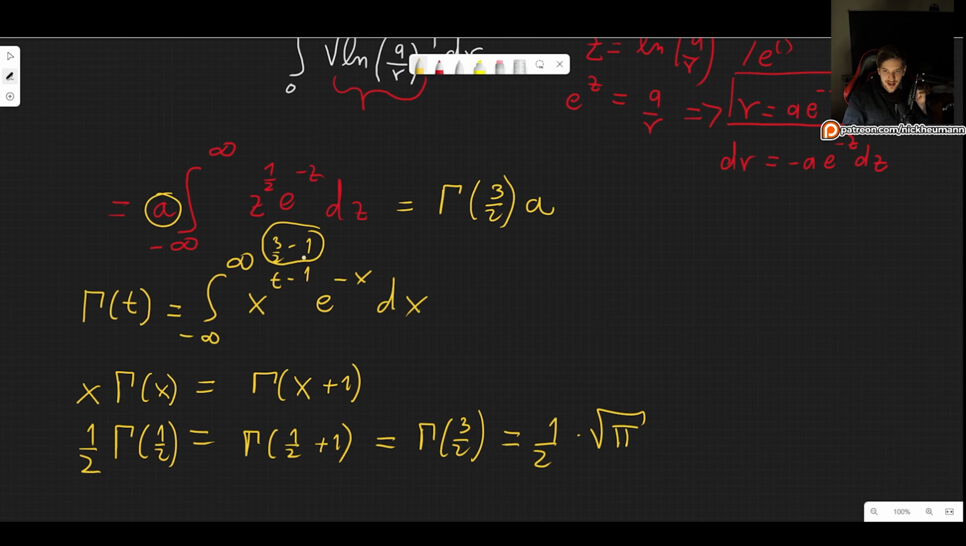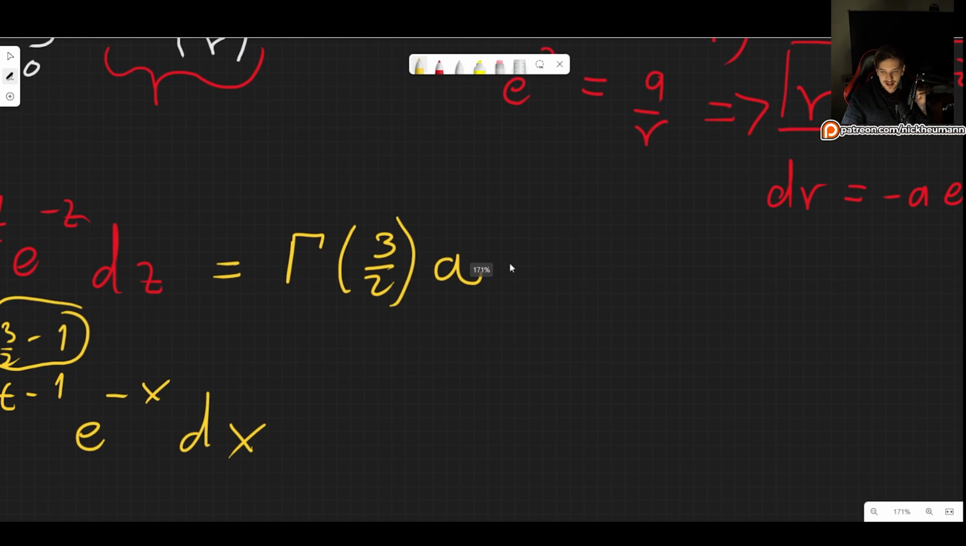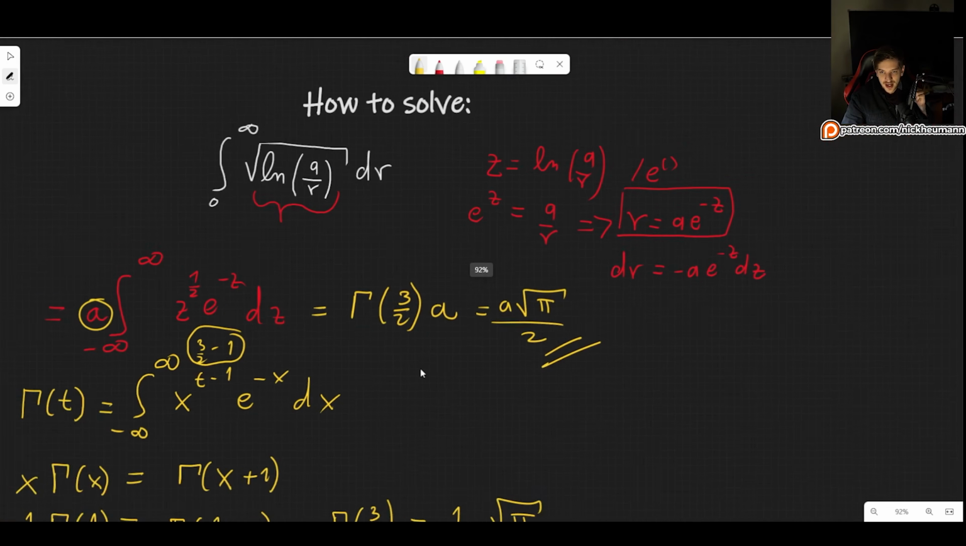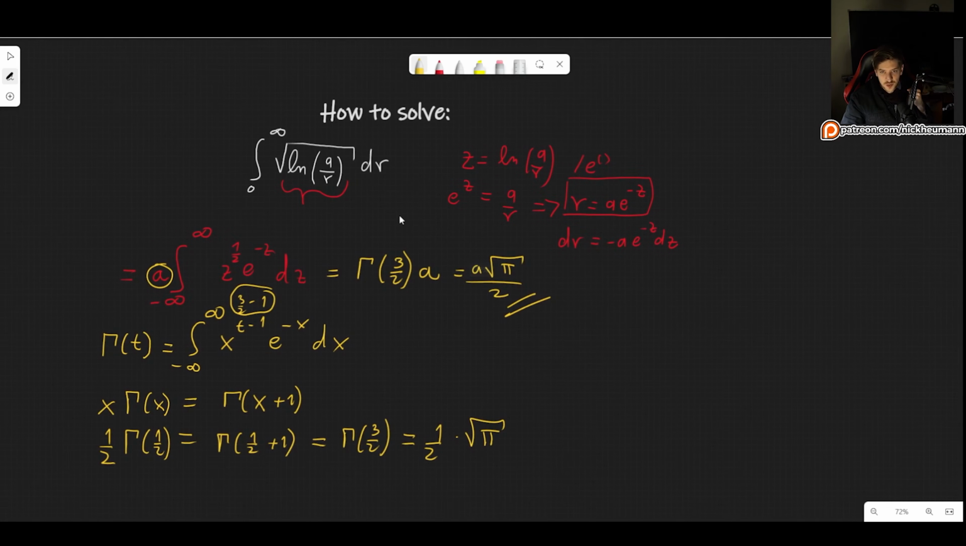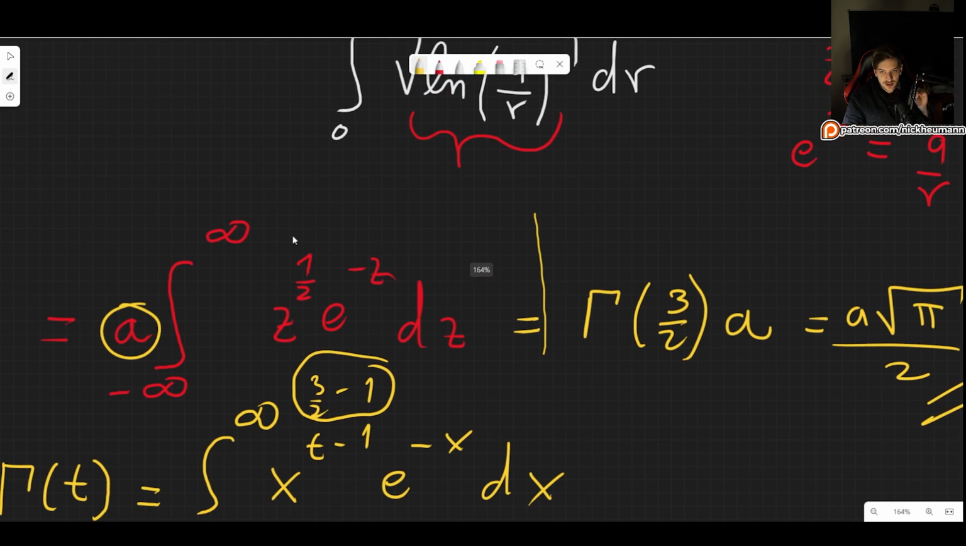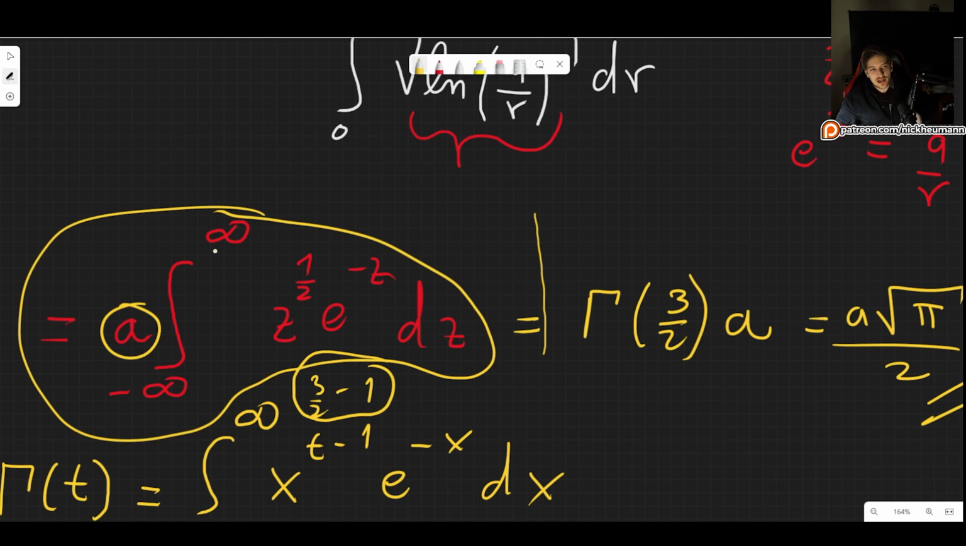So plugging that back into our integral, we see that our result is simply a times the square root of pi divided by 2. And there we go, that is the integral. As you can see, it is quite simple. What we were looking for is to try to bring our expression into the form of a gamma function. And integrals of the square root of something sometimes lead you to the gamma function. So it's very important that you can at least recognize whenever you have an integral that looks something like this, because the gamma function can help you and save you a lot of trouble.